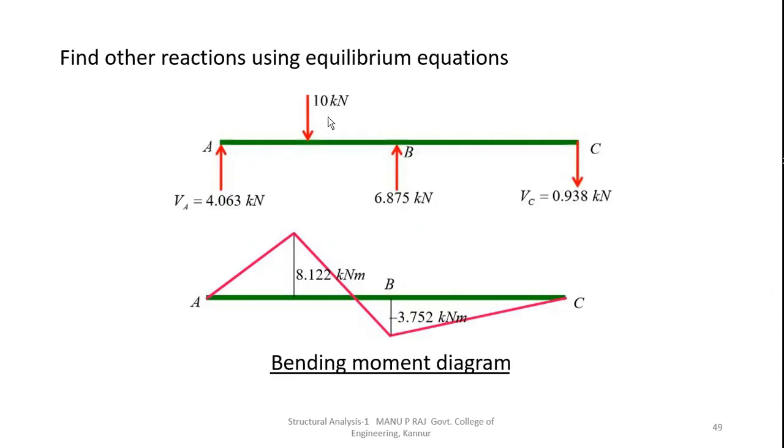Now find all other reactions using equilibrium equations. We got the value of Vb as 6.875. Now from the equilibrium equations, we find out Va. Similarly, find out Vc. Draw the bending moment diagram also.